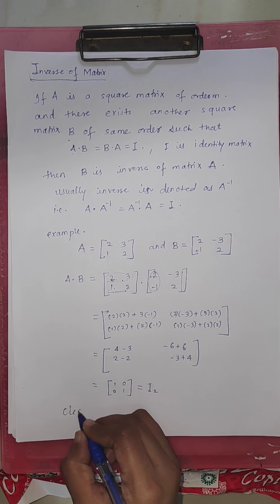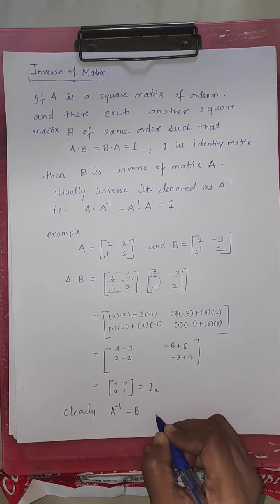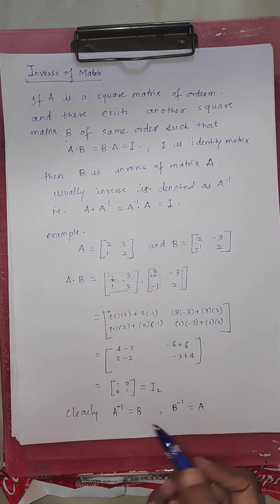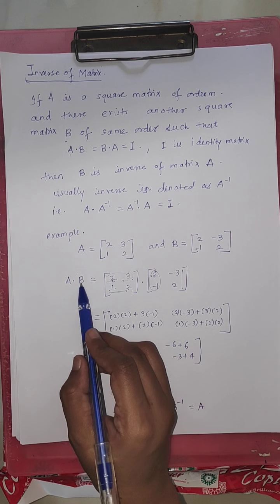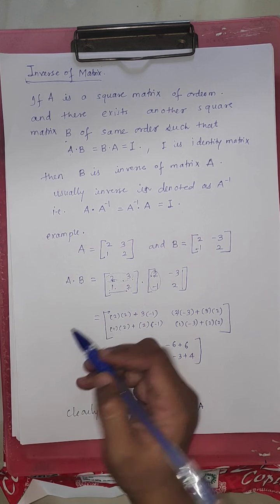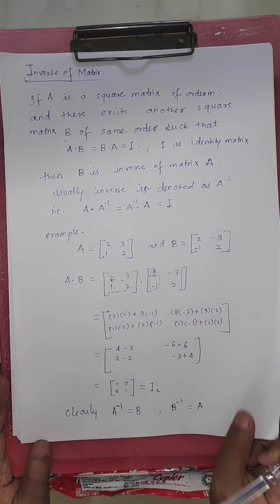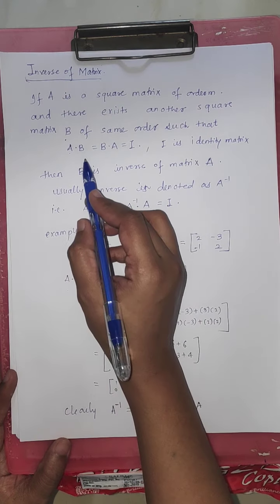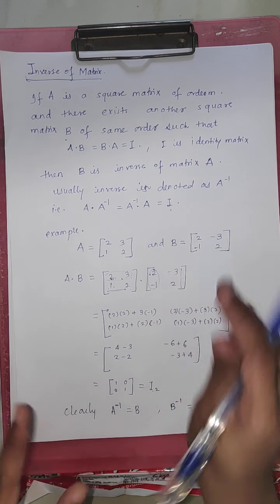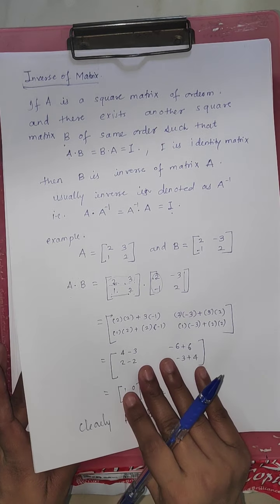So clearly we can say A inverse is B, as well as we can say B inverse is A, right? Inverse of A is B because A into B is identity, and inverse of B is A because B into A or A into B both are identity here. So this was all about the inverse of a matrix. What is the inverse of a matrix? If two matrices are multiplied with each other such that the result is identity, then we can say that both are inverses of each other. Usually we denote it as A inverse.